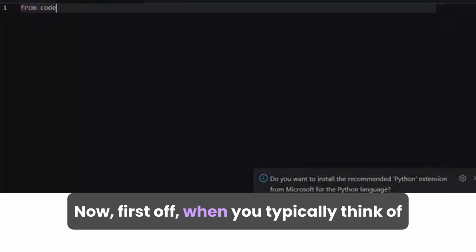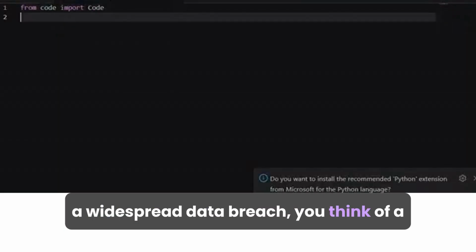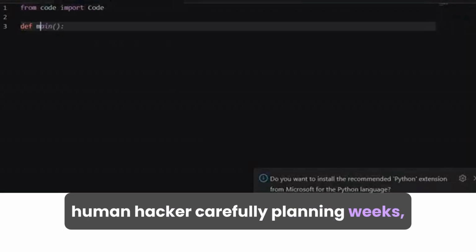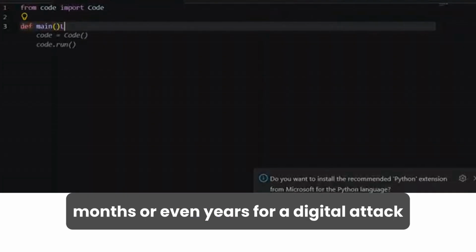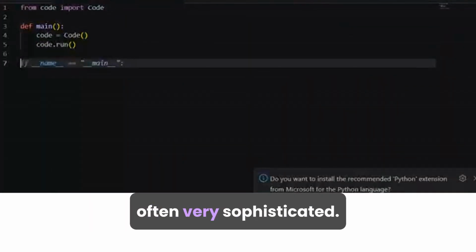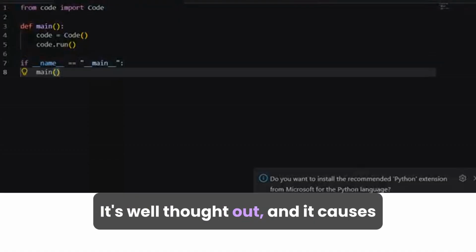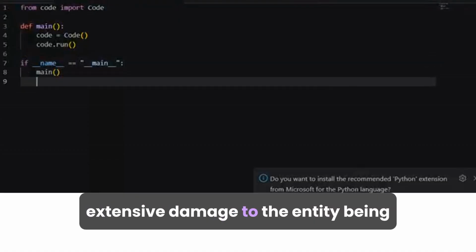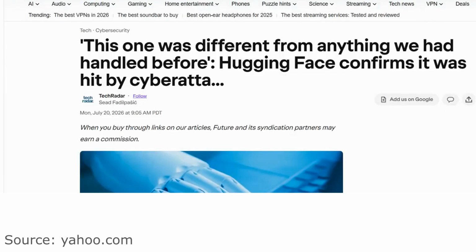Now, first off, when you typically think of a widespread data breach, you think of a human hacker carefully planning weeks, months, or even years for a digital attack on a company or infrastructure, and it's often very sophisticated, it's well thought out, and it causes extensive damage to the entity being attacked.